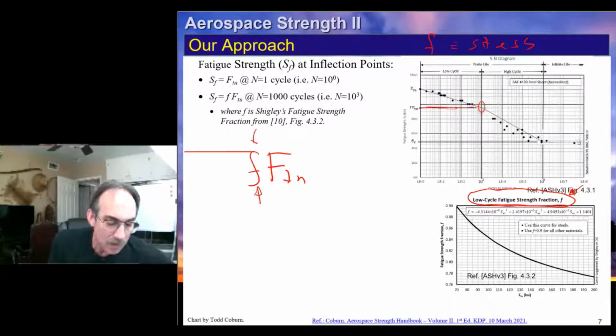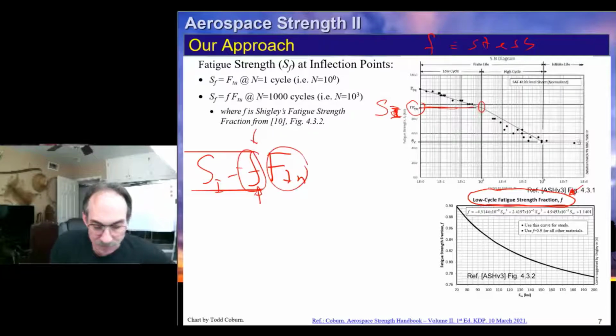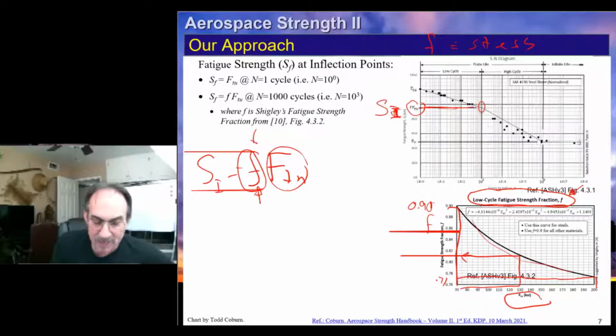With that said, let's just say that this point here, we could call it S inflection point, SI or something. That is at F times FTU. All we need is this fraction and multiply by FTU. If you look at steels, we find that actually that fraction F is a function of our FTU. So if we have a high strength steel, we're going to get a value that's like 0.77. If we get a low strength steel, we're going to get something like 0.9. And in between, we're going to get something off this curve. So we could just take our FTU and read the curve. You got it?